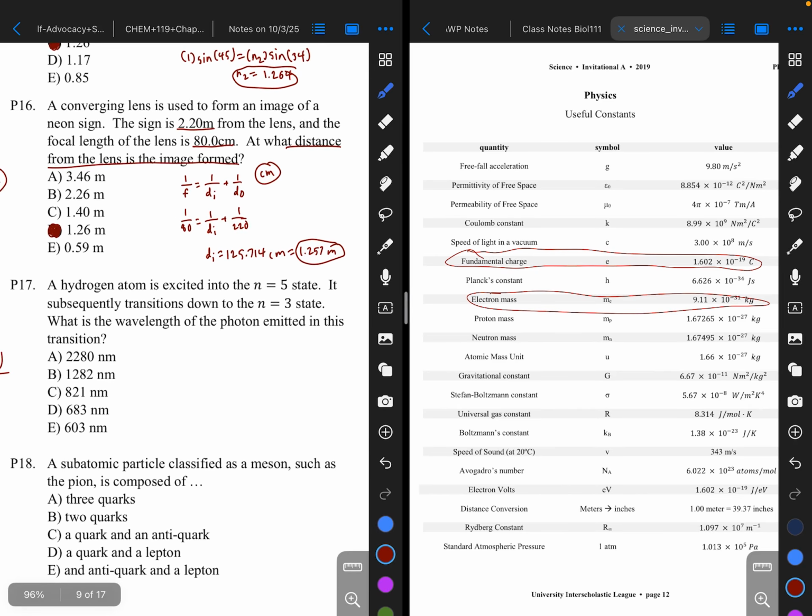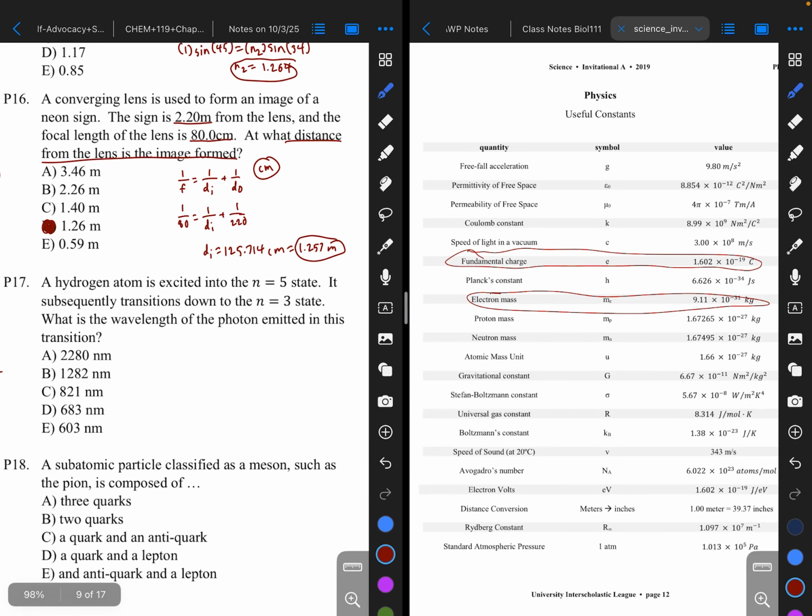For number 17, we have a hydrogen atom excited to n equals 5, the 5th electron level, and it transitions into the 3rd electron level. We're asked to find the wavelength of the photon emitted. So the equation we will need for this problem is the Rydberg equation.